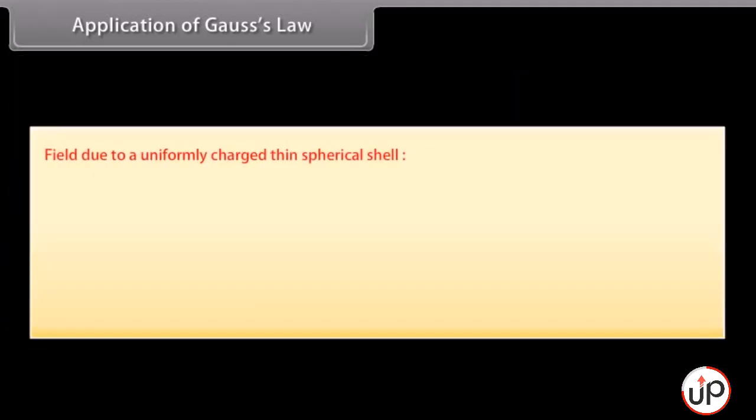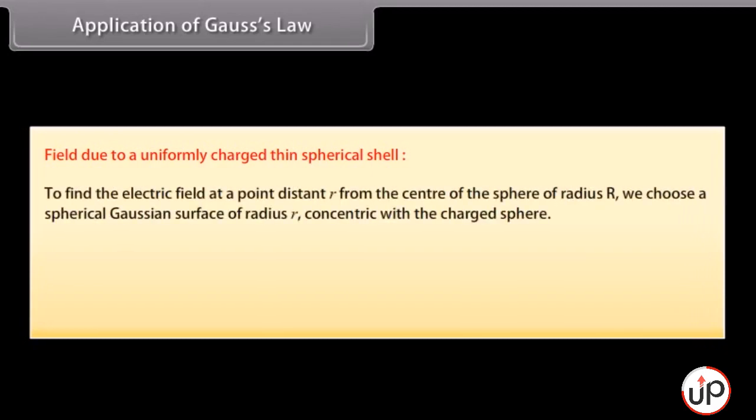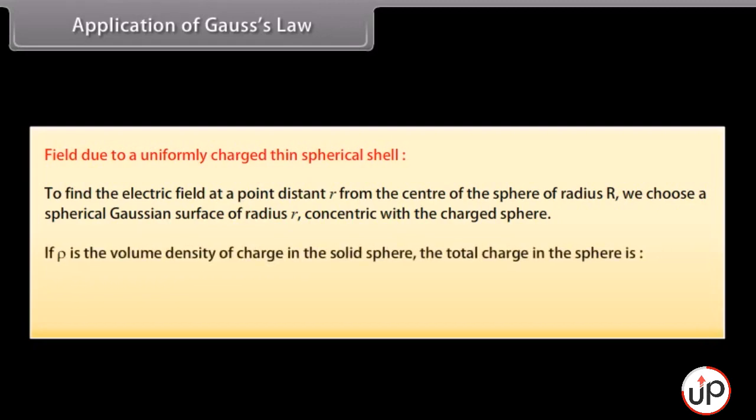Field due to a uniformly charged thin spherical shell. To find the electric field at a point distant r from the center of the sphere of radius R, we choose a spherical Gaussian surface of radius r concentric with the charged sphere. If rho is the volume density of charge in the solid sphere, the total charge in the sphere is given by Q equal to 4 upon 3 pi R cube rho.